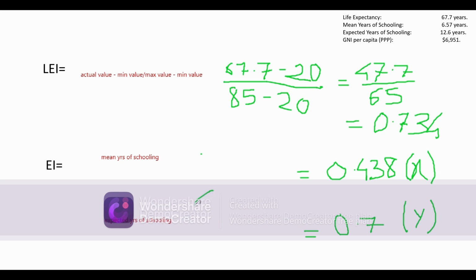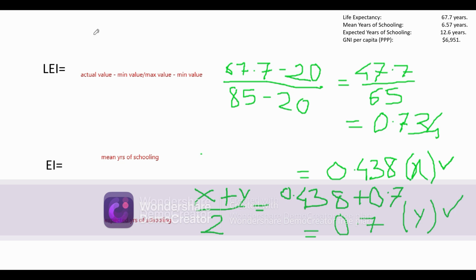Now the formula is x plus y divided by 2, where our x is 0.438, that is this, plus where our y is 0.7, that is this. So let me rub this now.